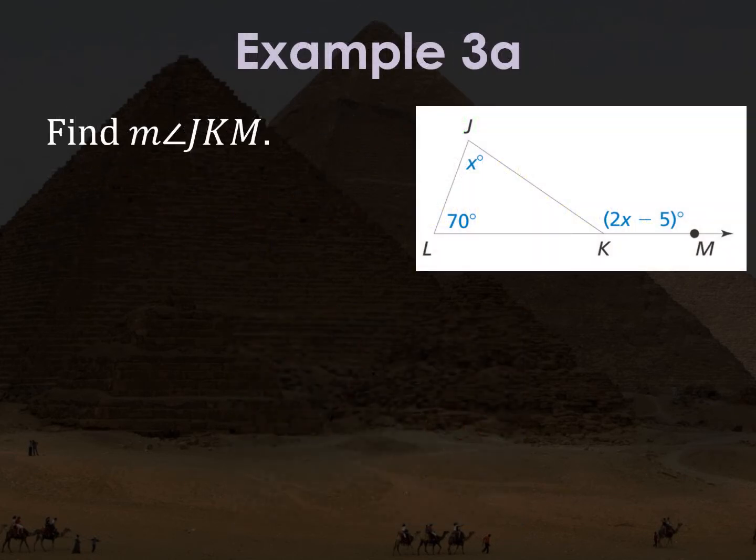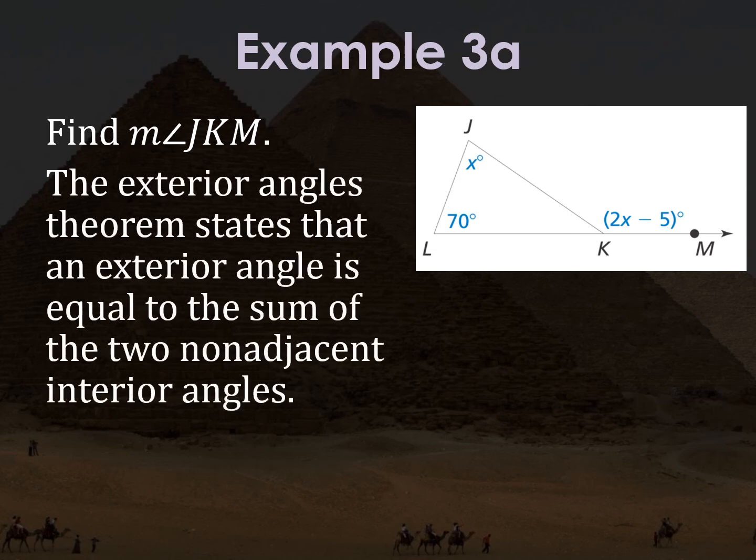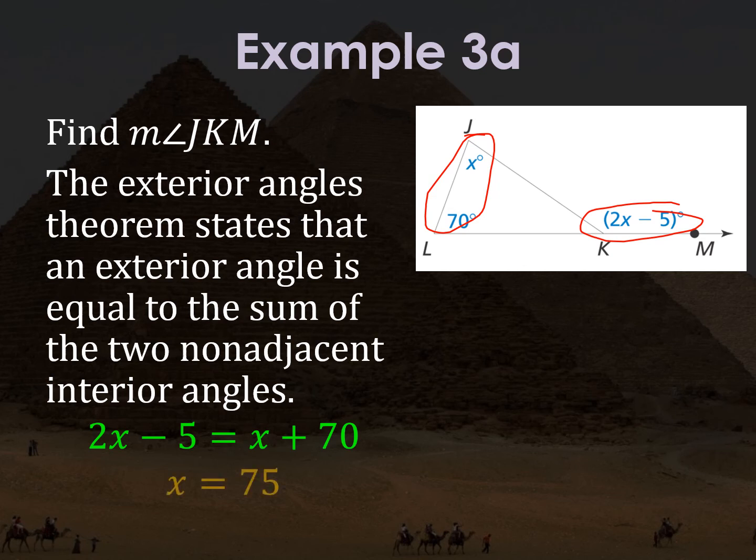Example 3a, find the measure of angle JKM. So the exterior angle theorem states that an exterior angle, in this case 2x minus 5, is equal to the sum of the 2 non-adjacent interior angles, so 70 plus x. So your equation is 2x minus 5 equals x plus 70. Subtract x from both sides, add 5, and you see that x is 75. So the exterior angle theorem says the exterior angle is equal to the measures of the other 2 interior angles added together.